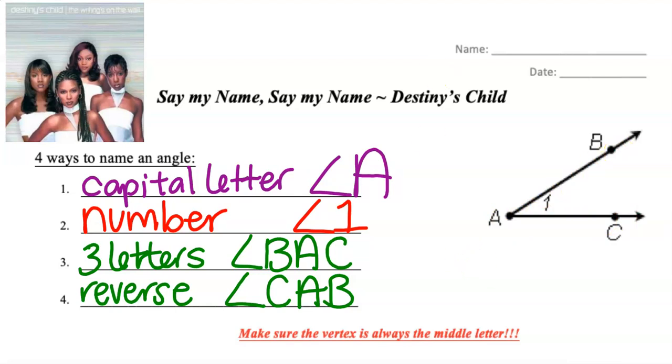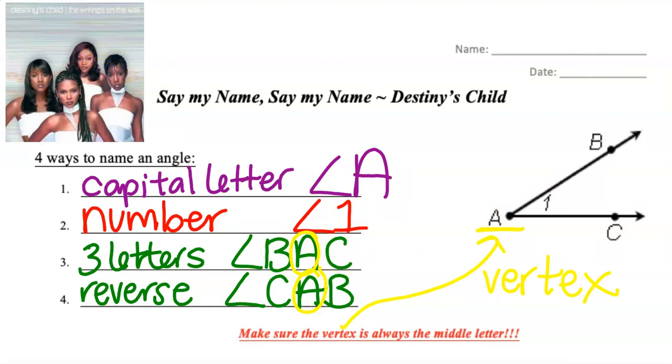So those are the 4 ways that we can name an angle. Make sure that the vertex always is the middle letter. So for example, A is our middle letter, A is our vertex. Okay? So again, first is labeling it with the vertex, a number or 3 letters, where A, your vertex, is in the middle with 2 other letters.